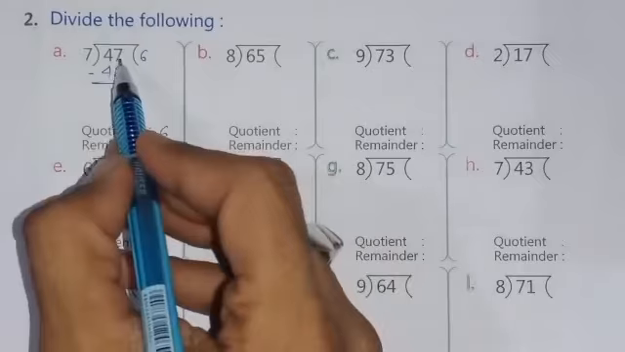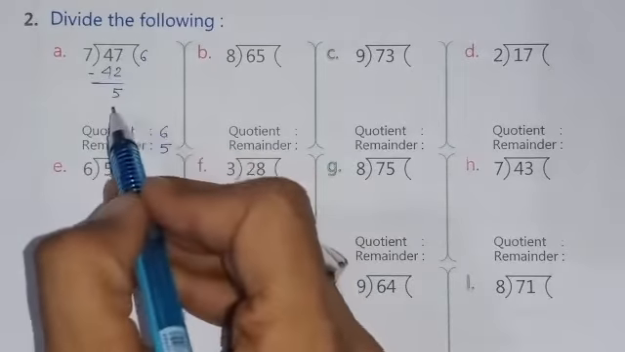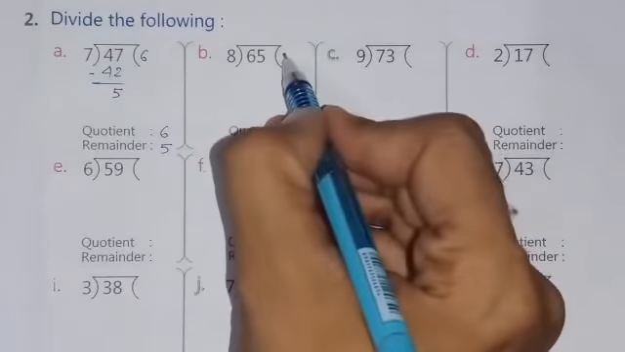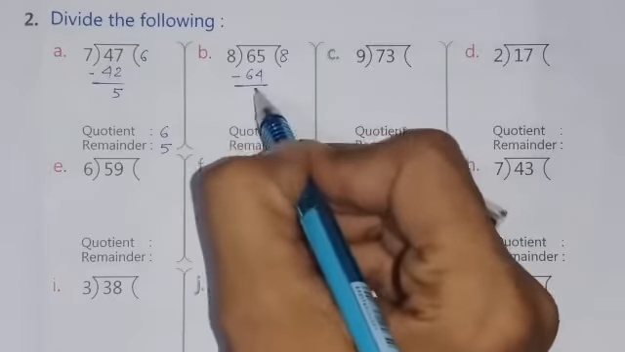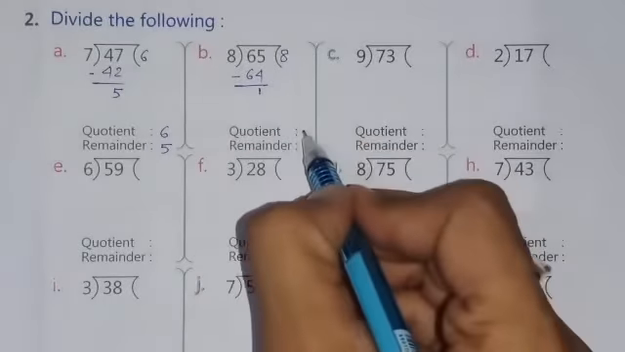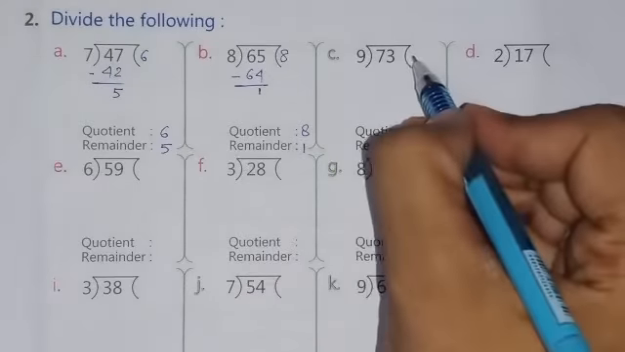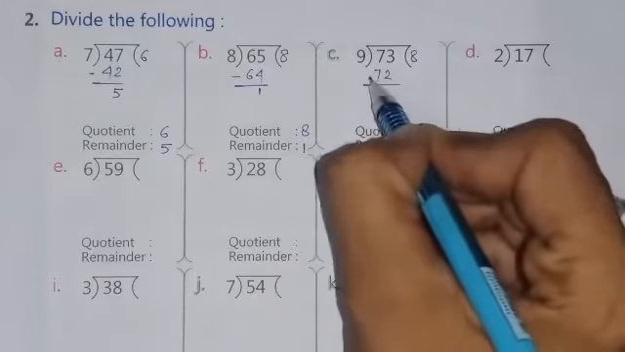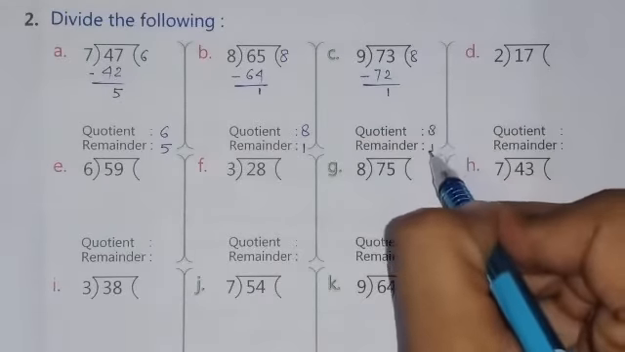So always, this is the dividend, this one is the divisor, this one the quotient, and this one will be the remainder. Continuing this question, in the table of 8, 8 8s are 64. On subtracting you will get 1. So the quotient is 8 and the remainder is 1. In this question, 9 8s are 72. On subtracting you will get 1. So the quotient is 8 and the remainder is 1.